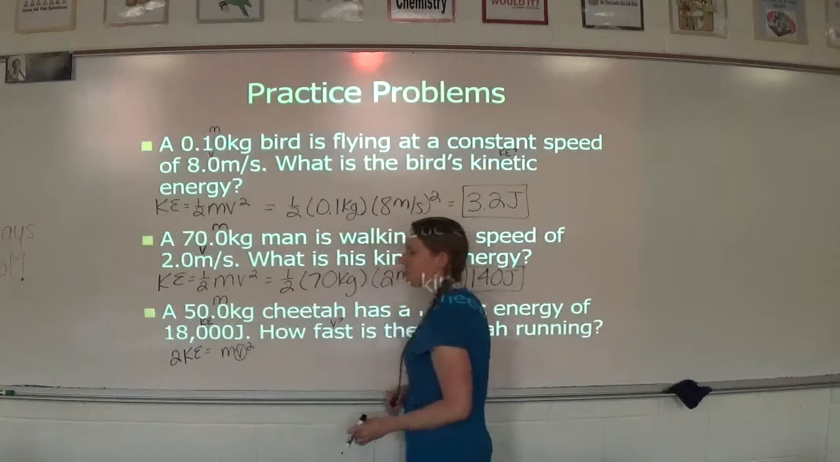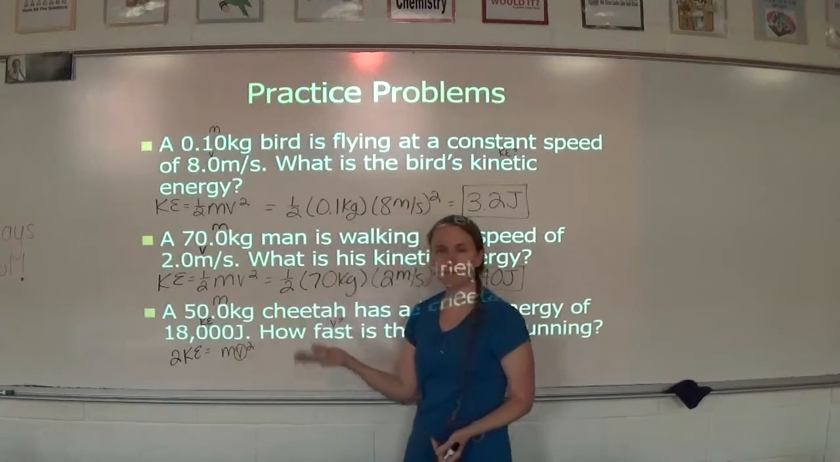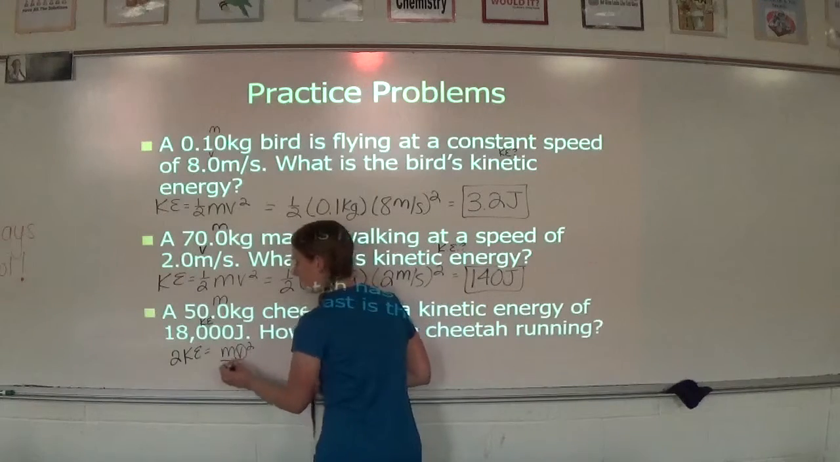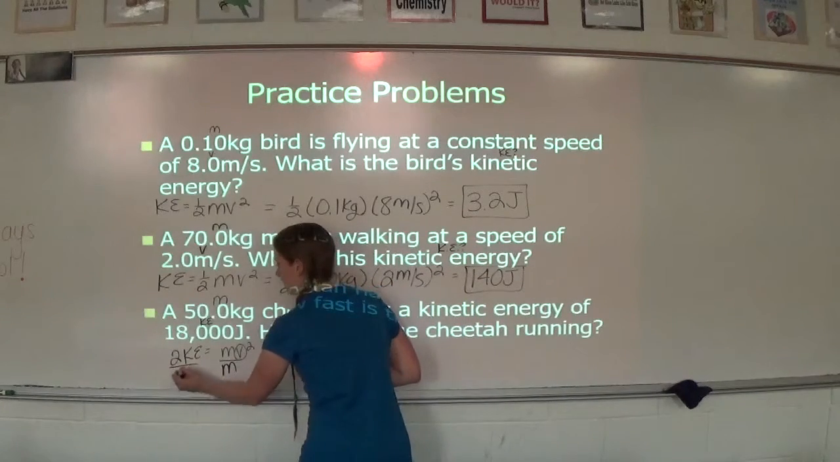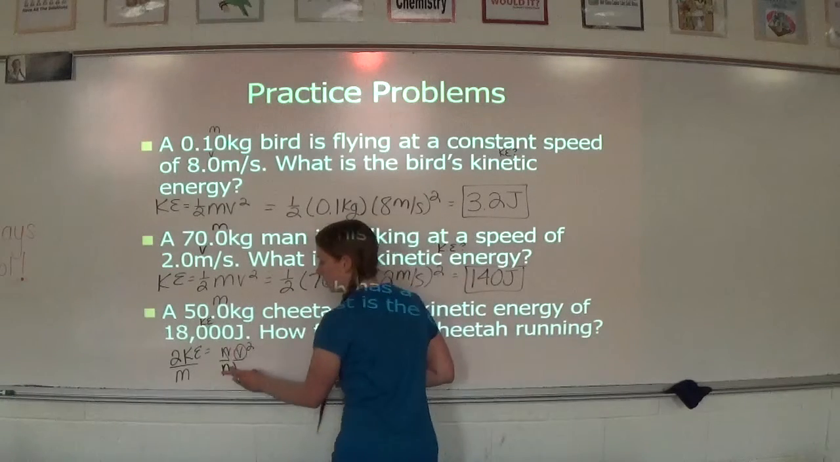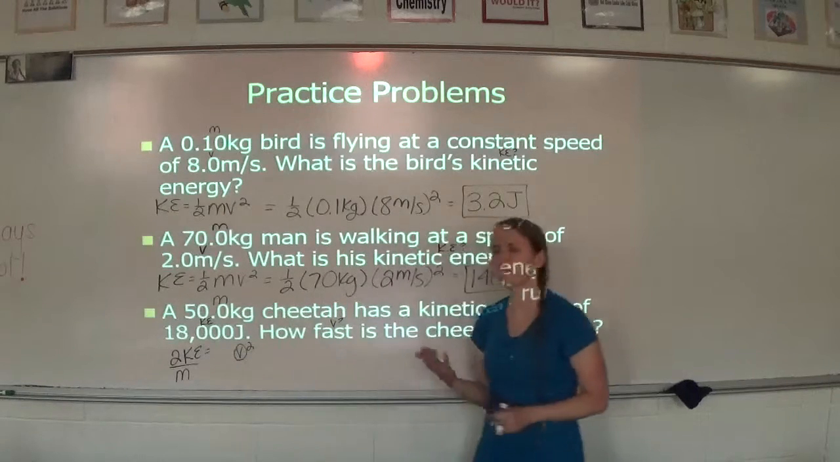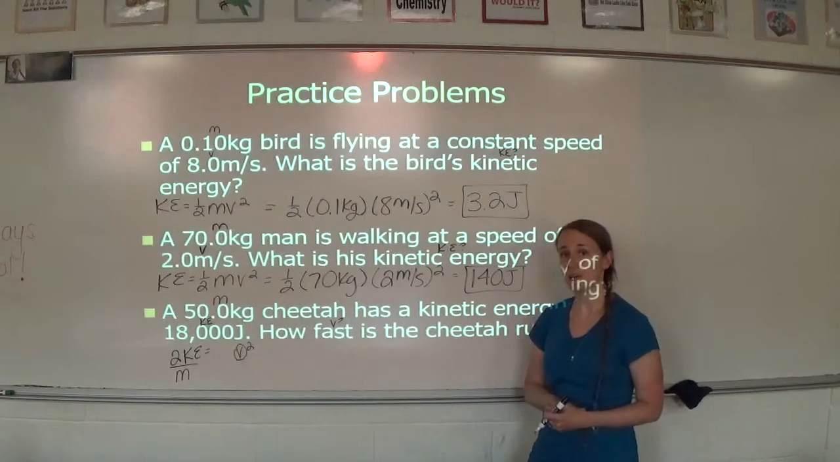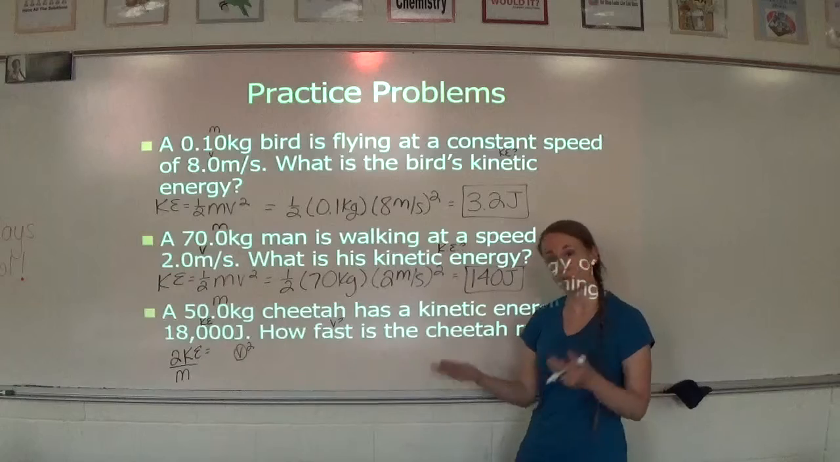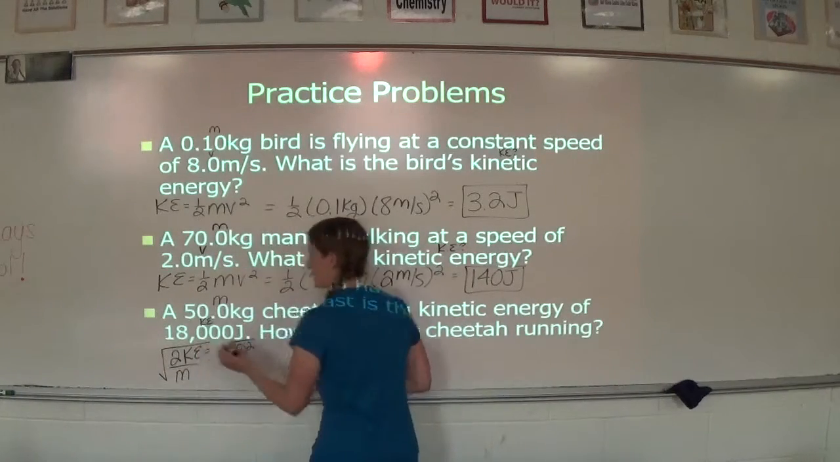Alright, well now I still have mv squared, so I've got to get rid of that m. Right now we're multiplying m and v, so what's the opposite of multiplying? Dividing. So I divide both sides by m. See, then those cancel. But the problem is, I'm still solving for v squared. So what's the opposite of squaring something? Square rooting it. So I'm going to square root this side, which means I need to square root this side.